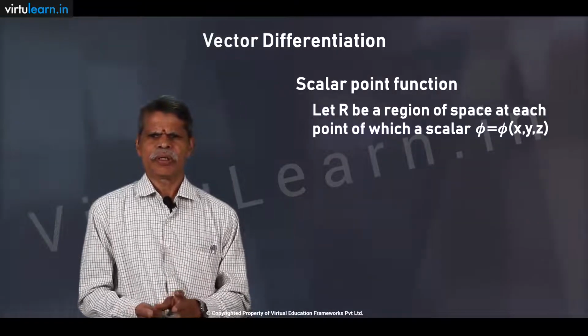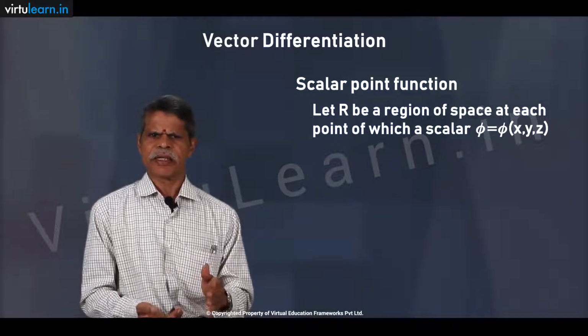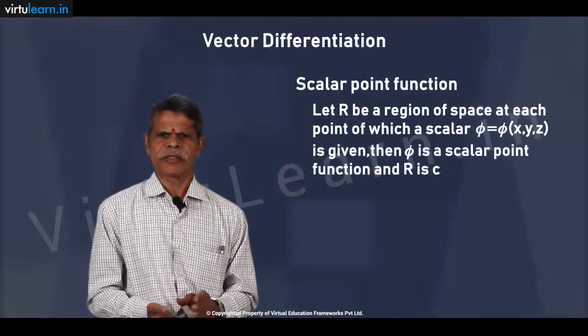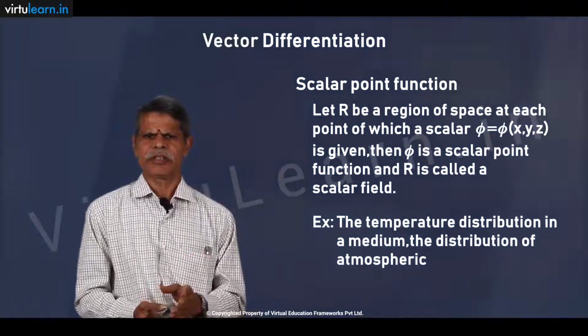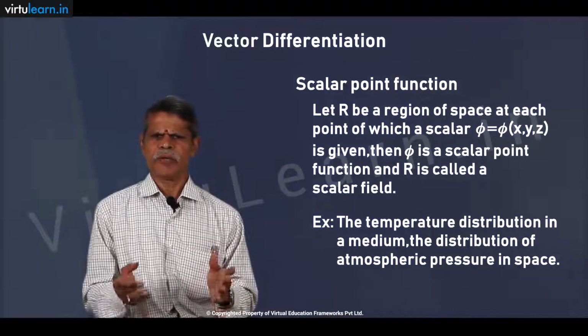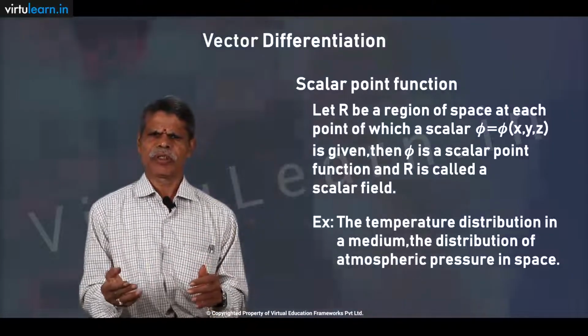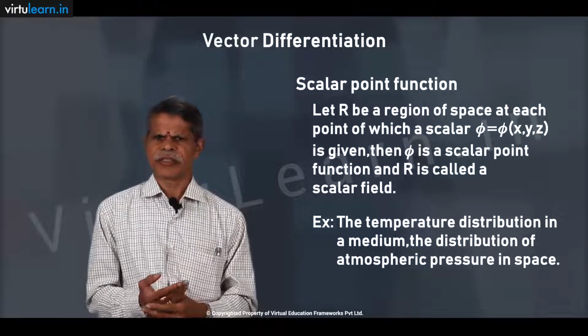If a scalar function is defined at all points of a region of space, then we can call it a scalar field. Examples I have already mentioned: temperature distribution in a medium or in a particular portion of space. For example, in the vicinity, or I can say in the neighborhood, of a burner where there is a flame.